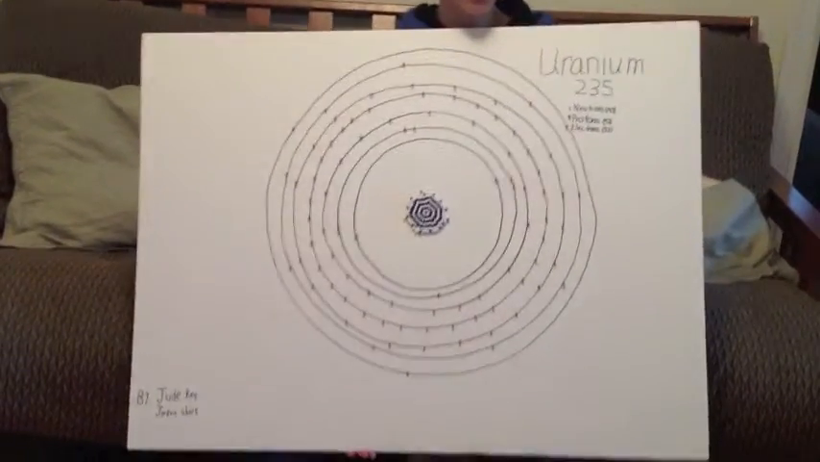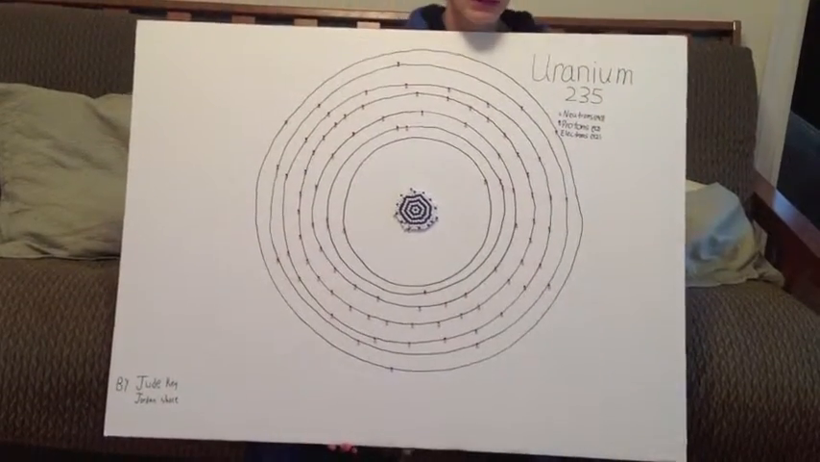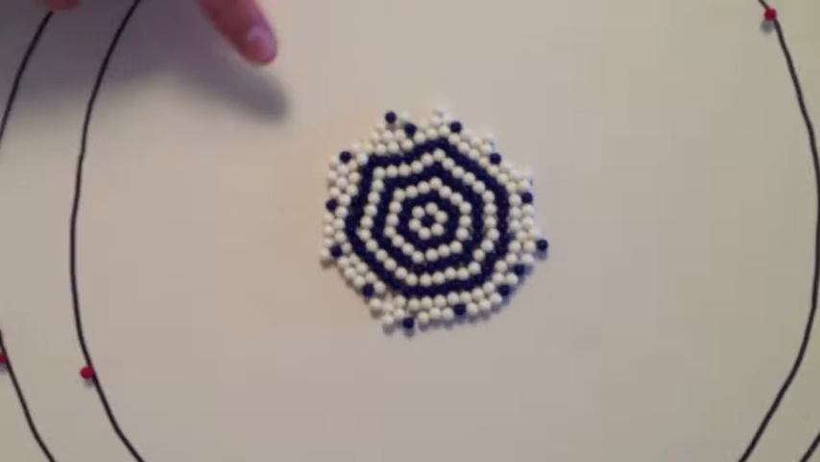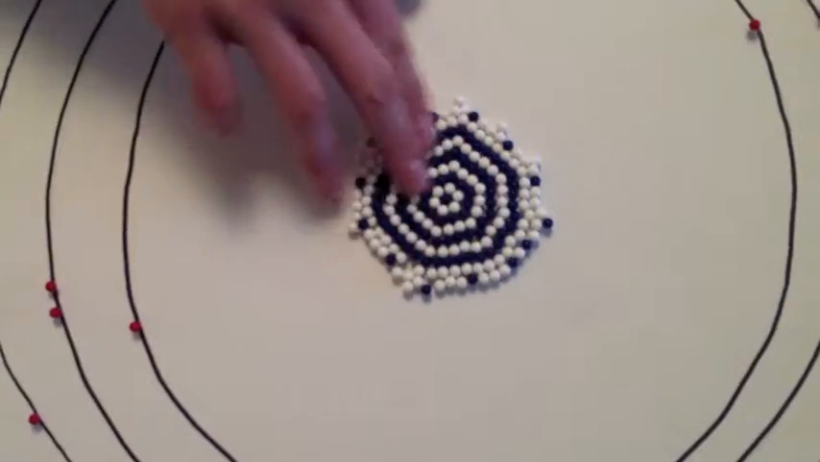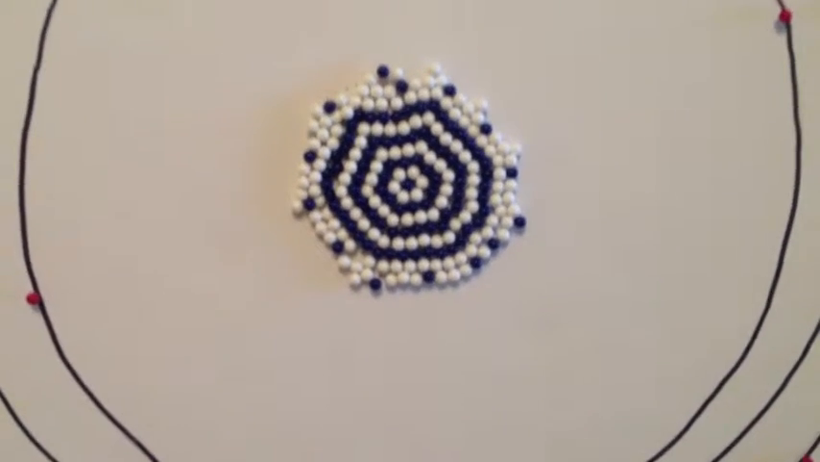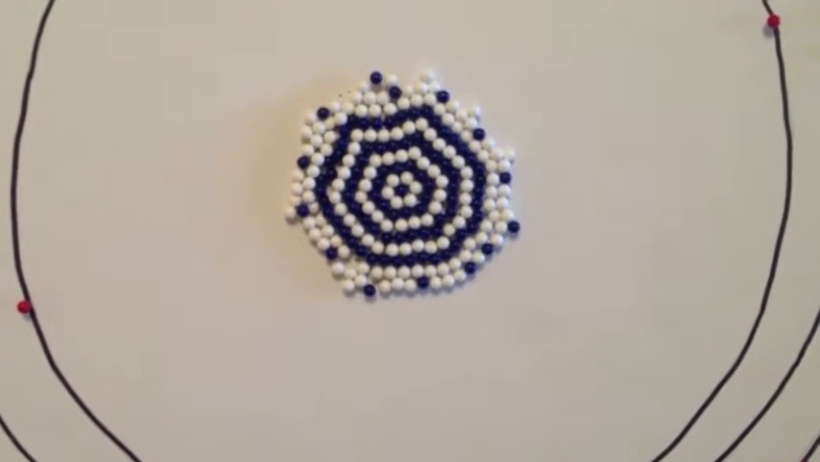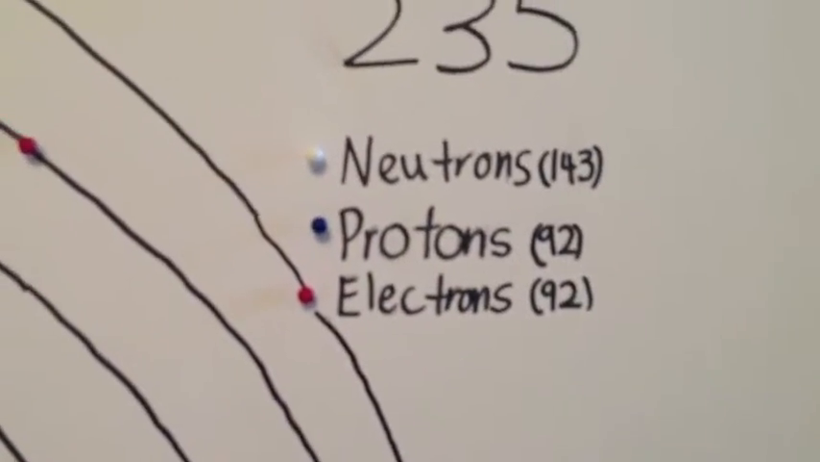All elements have multiple isotopes. This is one isotope of uranium titled uranium-235. It is titled uranium-235 because of the amount of neutrons in the nucleus. This specific isotope of uranium has 143 neutrons represented by the white pins. This is uranium's least stable isotope and is the one used to make nuclear bombs and reactors. It is called 235 mainly because the neutrons plus the protons equal 235.